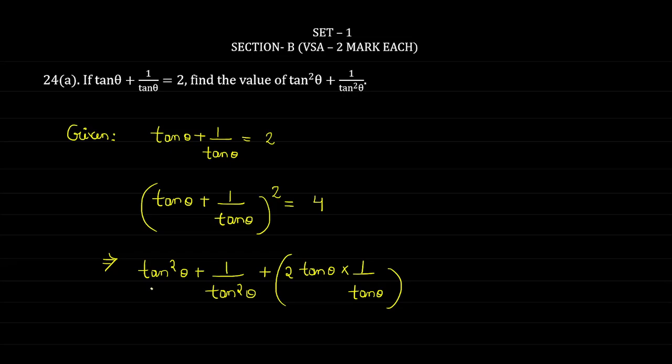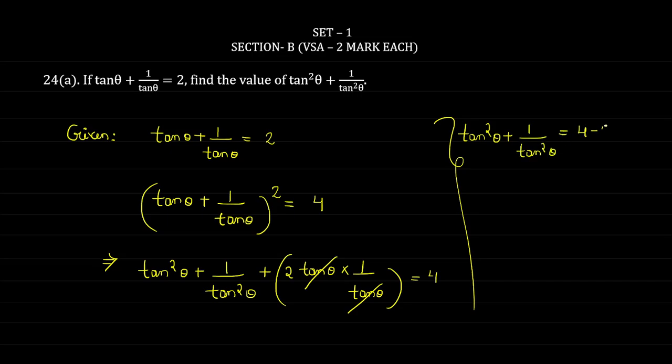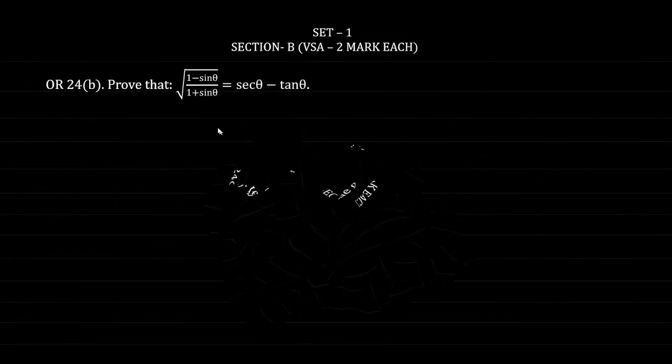Okay, so what we have done here: a square plus b square plus twice of ab, that is equal to 4. Now this is going to cancel, and finally the value of tan square theta plus 1 by tan square theta is equal to 4 minus 2, and it is equal to 2. Okay, so what is the answer for this question? 2 is the answer. Okay, and here we have the b part also.